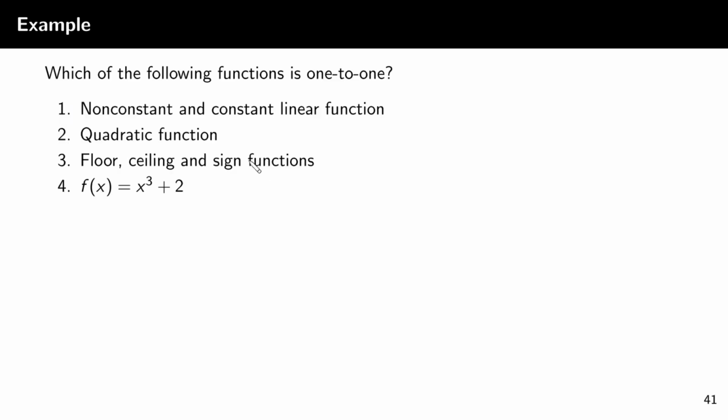Now, let's look at these examples. Okay, so kung alam natin yung graph ng function, we can argue whether it is one-to-one based on the graph alone. Okay, non-constant and constant linear function. So kung non-constant linear function, it is equal to f of x, which is equal to mx plus b, where m is not 0. Kung constant naman, it's just equal to f of x equals b.